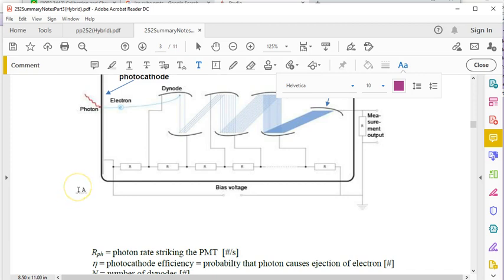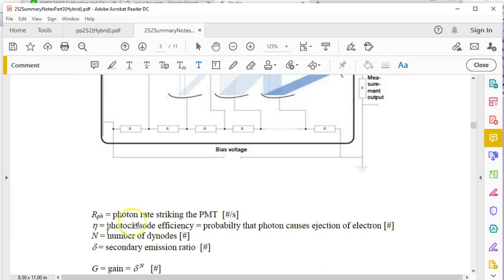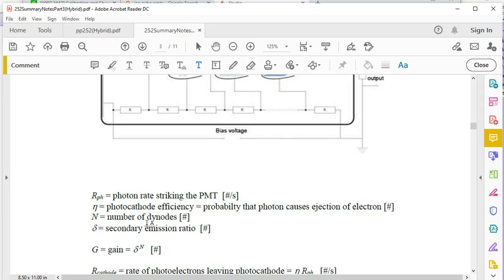So there is an efficiency called the photocathode efficiency that you see right here. And we're going to use the Greek eta. That's a lowercase eta. That's typical in physics. If you talk about efficiencies, we'll use an eta, different types of efficiencies. So this is just the probability that a photon causes the ejection of a photoelectron. This is just a number between 0 and 1. In fact, you might be surprised that efficiencies are generally not that high. They might be 30% or typically less.